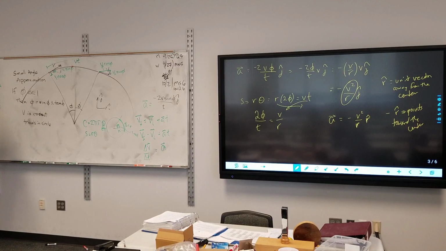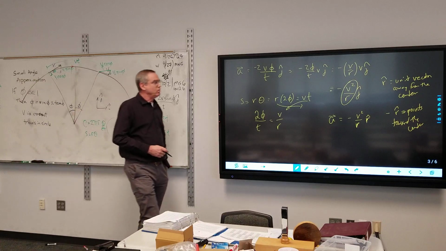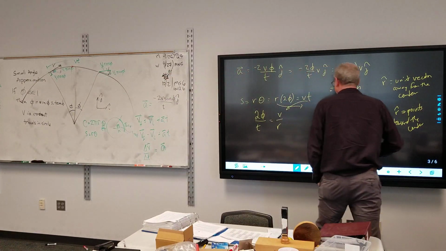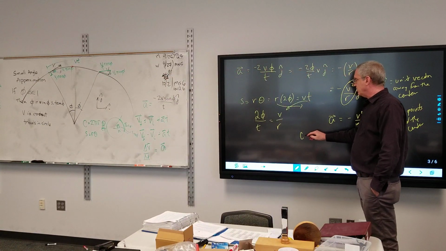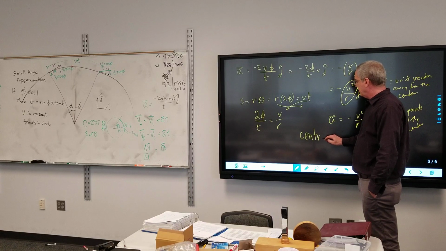This, of course, has a special name. Anyone want to just shout out what type of acceleration this is? Centripetal? Yep. So let's talk about the vocab there. This is centripetal acceleration.